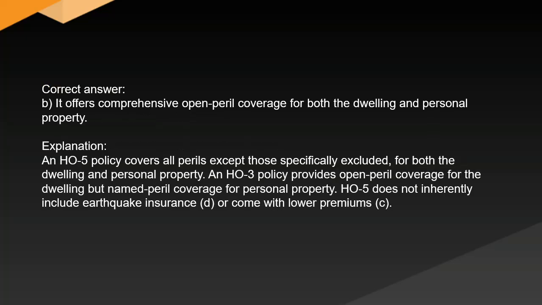Correct answer: B. It offers comprehensive open peril coverage for both the dwelling and personal property. Explanation: A HA5 policy covers all perils except those specifically excluded for both the dwelling and personal property. An HA3 policy provides open peril coverage for the dwelling but named peril coverage for personal property. HA5 does not inherently include earthquake insurance (D) or come with lower premiums (C).